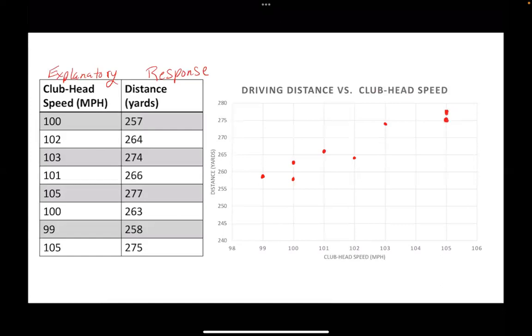All right, there's my scatter diagram. Once again, you can kind of see that it has the upward trend. It kind of makes sense. If the club head is moving faster, the ball is probably going to go further. You can see that upward trend. So that's really it. That's our scatter diagram. Any questions?